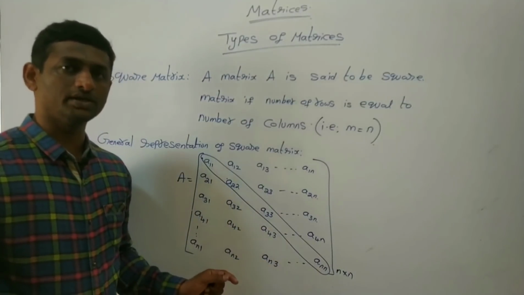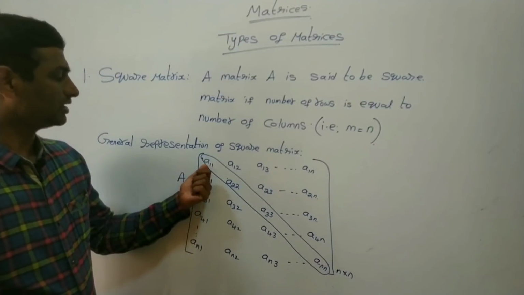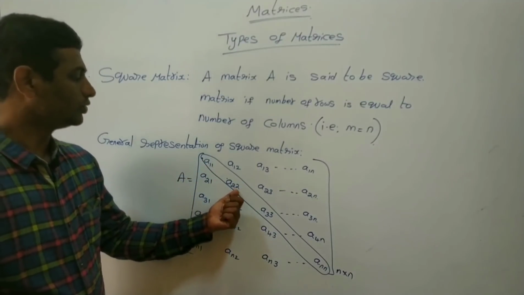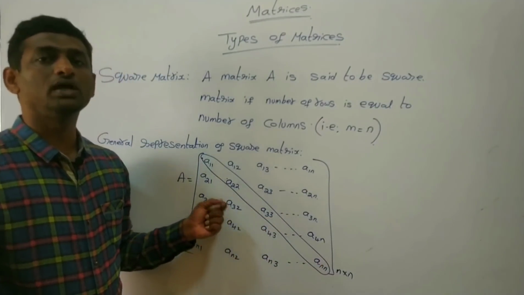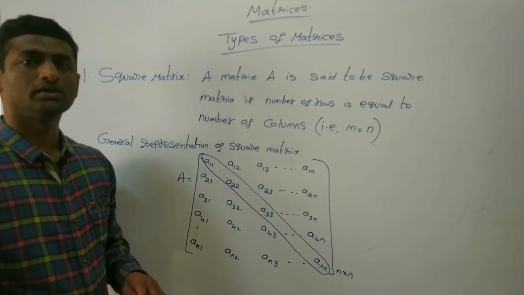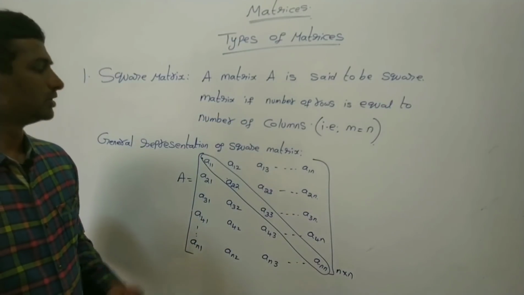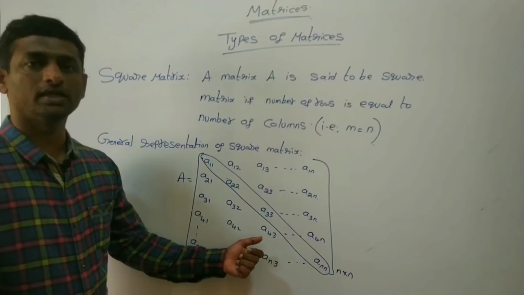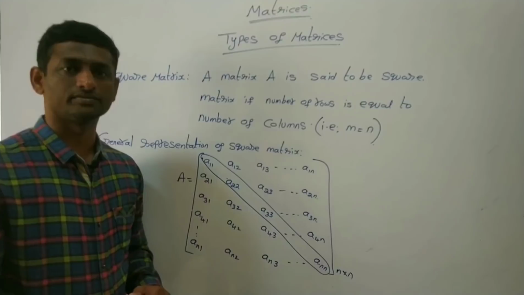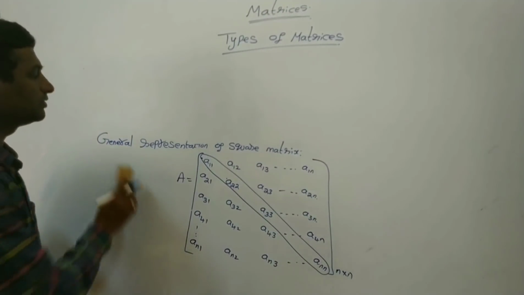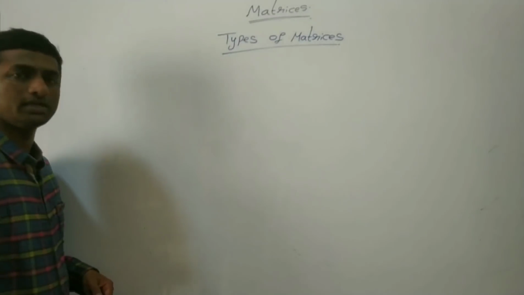In a square matrix, the elements A11, A22, A33, so on, Ann are called principal diagonal elements as we move from left to right and top to bottom in a square matrix. So this is the principal diagonal. Now we'll see an example of a square matrix and what the principal diagonal elements are.